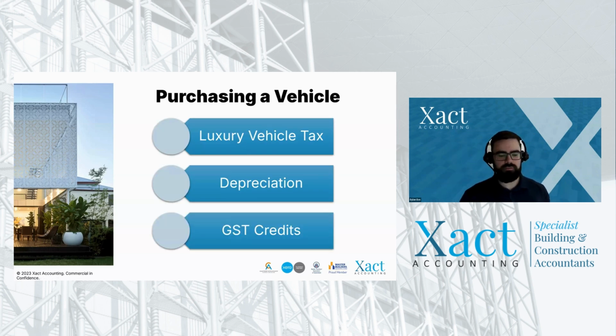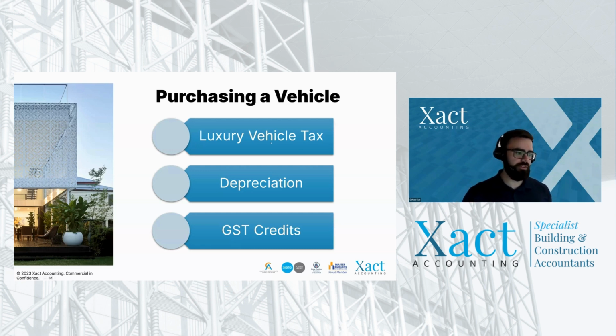So the instant asset write-off this year is only $20,000 plus GST. So cars are pretty much out unless you get a really nice, or not nice, car for under that amount, which means we're going to have to depreciate the assets that we get. We don't have the instant asset write-off for it.